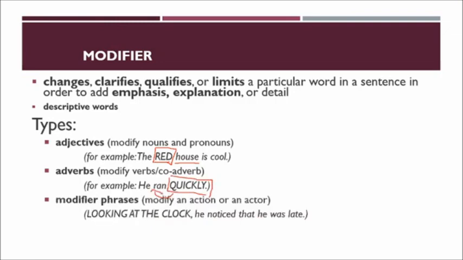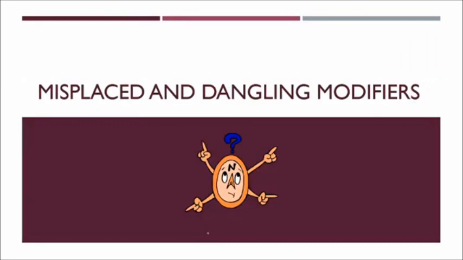Or it could be modifier phrases if it is longer or a group of words. Adverbial phrases modify an action, or it could be adjective phrases if it modifies an actor. Consider this example: Looking at the clock, he noticed that he was late. This is the modifying phrase describing the actor he. Like most writing techniques, modifiers can be brilliant when used correctly and effectively in the sentence. But if a modifier is used incorrectly, the meaning of the sentence can become blurred or distorted. This is true with dangling and misplaced modifiers.